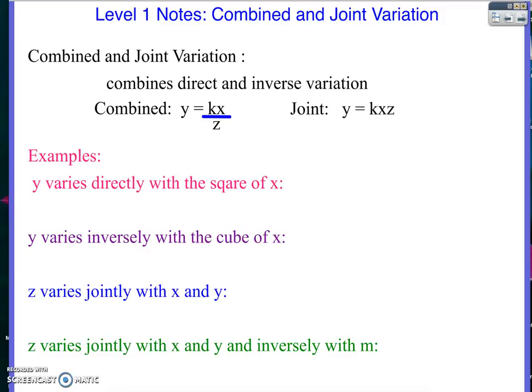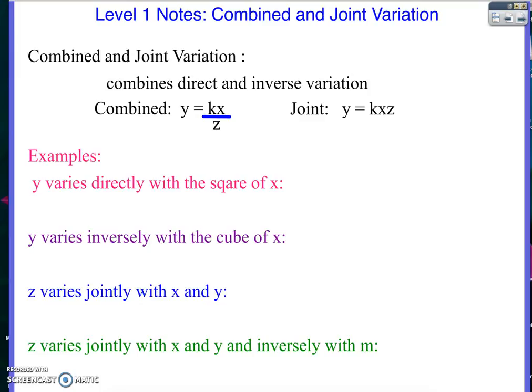Now that you have practiced your direct variation and inverse variation separately, we're going to talk about what happens when they are combined or you have joint variations. All we talk about with combined and joint variation is that it just uses both direct and inverse variations at the same time. For a combined formula, you see y equals k times x all divided by z. For joint, you see that y equals k times x times z.